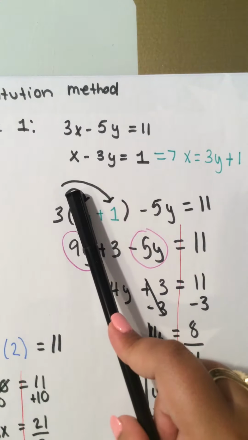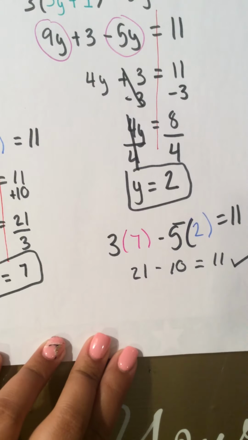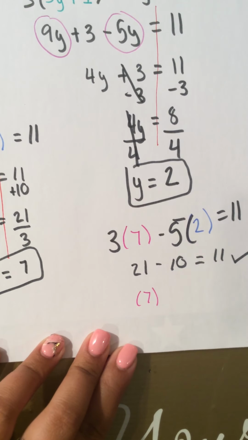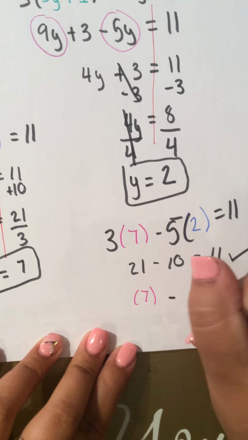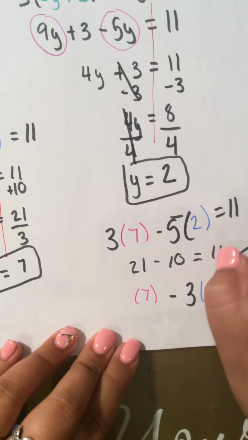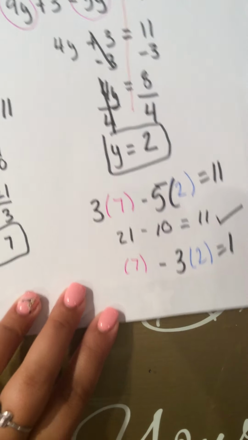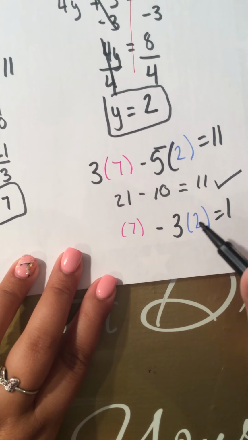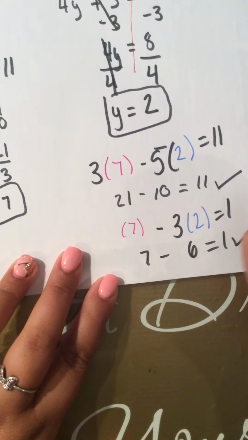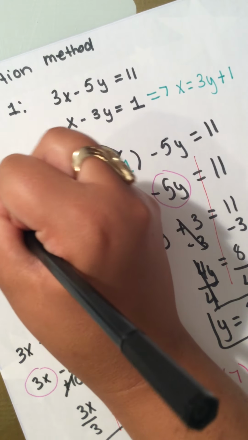Now for the second equation, we're going to substitute 7 in for x and 2 in for y. So remember, x is 7, so I'm going to have 7 minus 3 times my y, which we said was 2. Does this equal 1? You guys can probably do this in your head, but I'm going to break it down one more time. 3 times 2 is 6. 7 minus 6, does that equal 1? Yep. So my solution, and you write it as an ordered pair, is (7, 2).